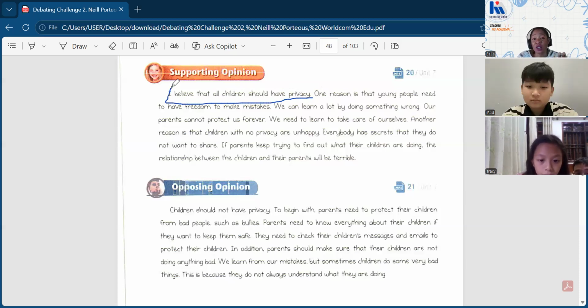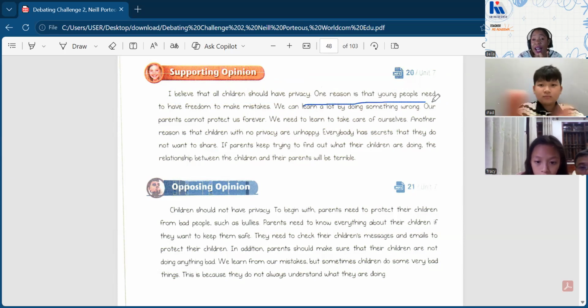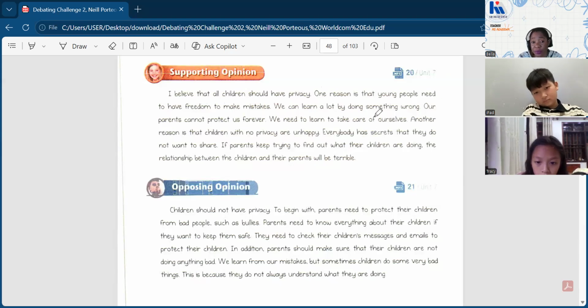It means all children should have privacy away from their parents, and the parents should not always call to check on them, from what we read previously. And it gives us reasons. One of the reasons is that young people need to have freedom to make mistakes. Now, these are the supporting ideas. Here we have the main idea, and these are the supporting ideas. The first supporting idea says, one reason is that young people need to have freedom to make mistakes. When they make mistakes, they can learn from the mistakes. Do you understand, Tracy?